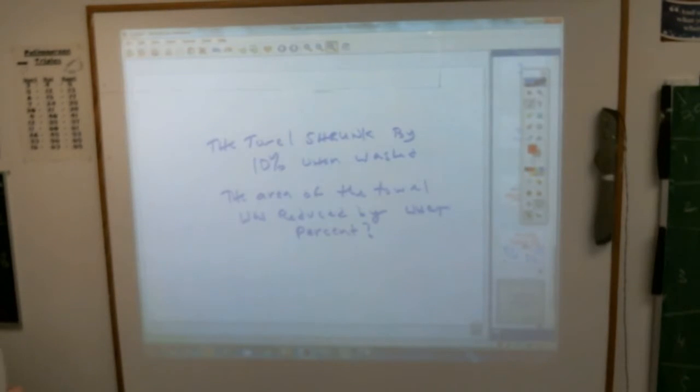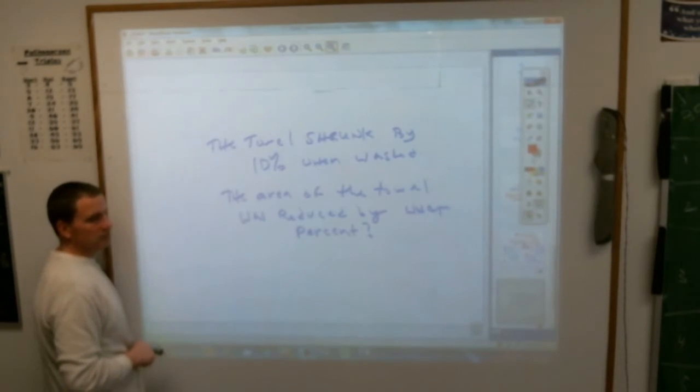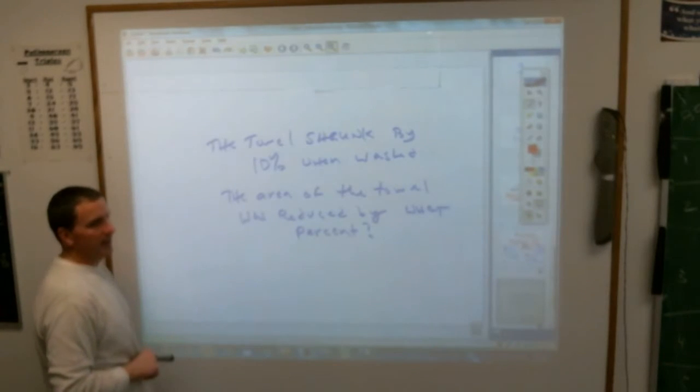Okay. So what am I starting with? I'm starting off with the towel. What is the dimensions of the towel? Caitlin Stritzel, how big is my towel to start off with? Give me how wide, how high, how deep?